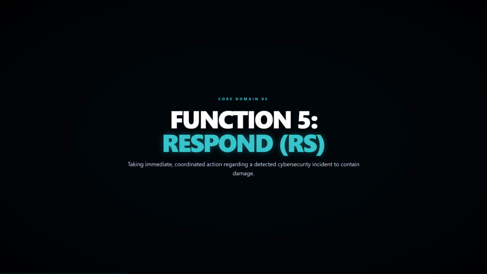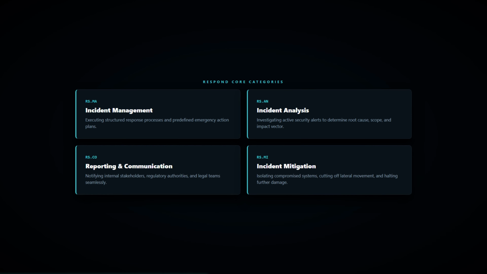The fifth function is respond. When a security incident is detected, it helps to take quick action to reduce the damage. Its main categories are incident management, incident analysis, reporting and communication, and mitigation. Simple example, when ransomware is detected, the company quickly isolates the affected server and takes action according to the incident response plan. This is respond.